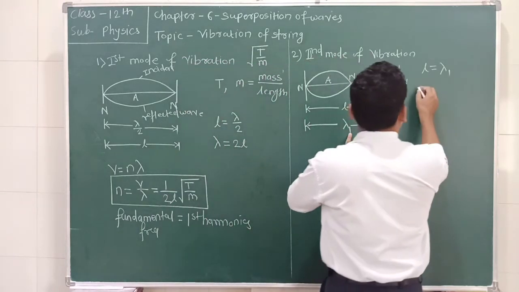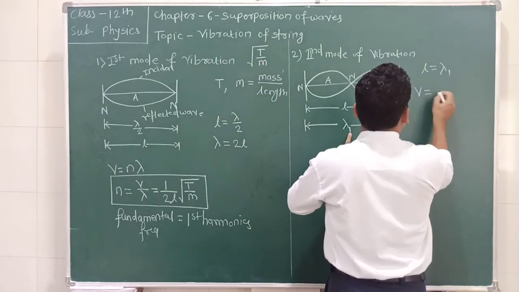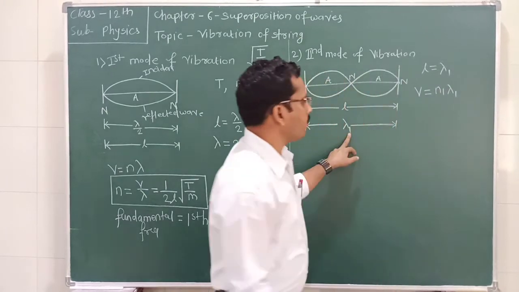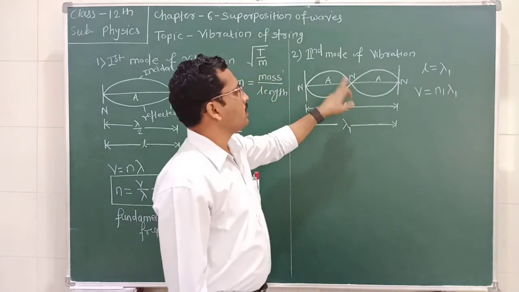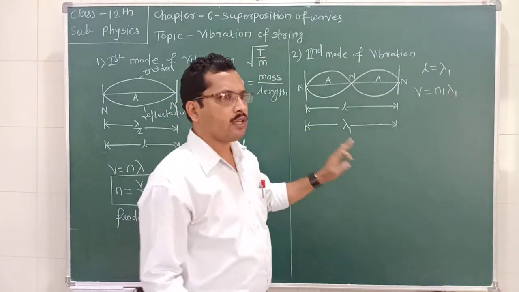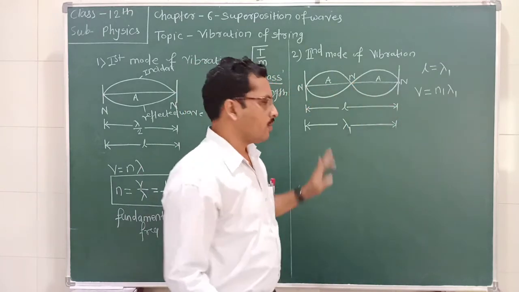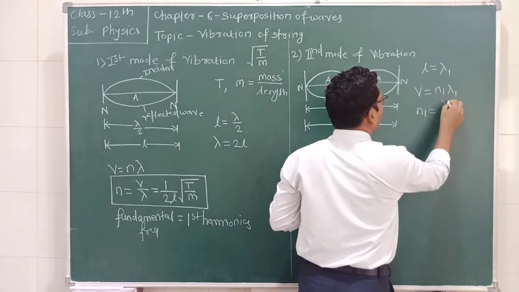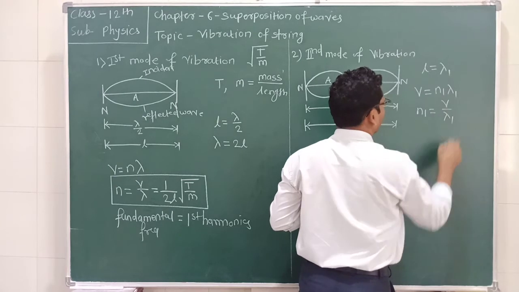Now we know what the velocity is in this case: V is equal to n1 lambda 1, where n1 is the frequency of the second mode of vibration. So you can write n1 is equal to V divided by lambda 1.